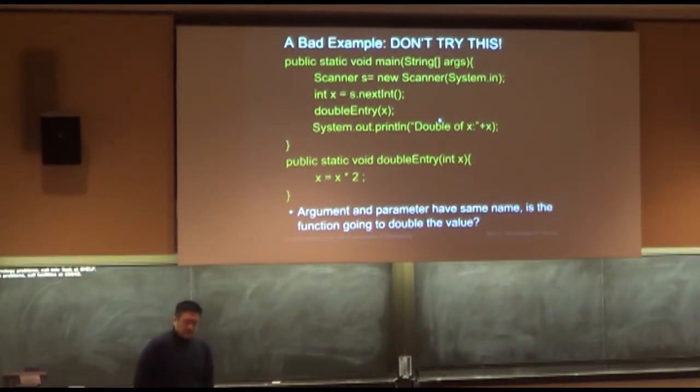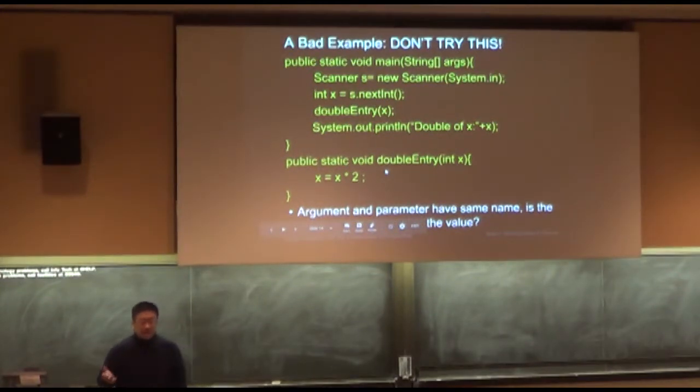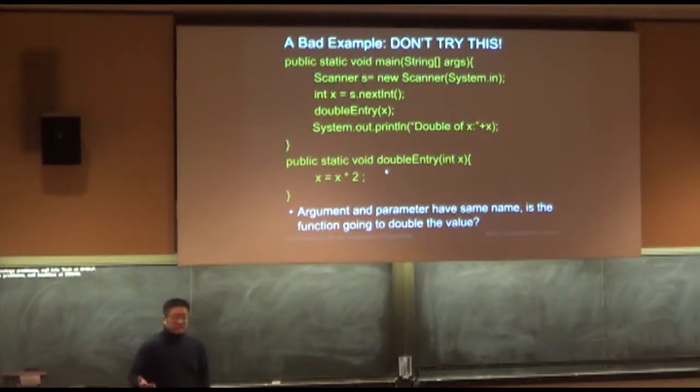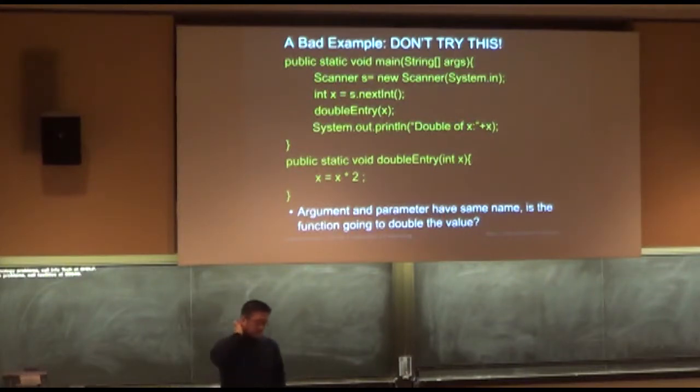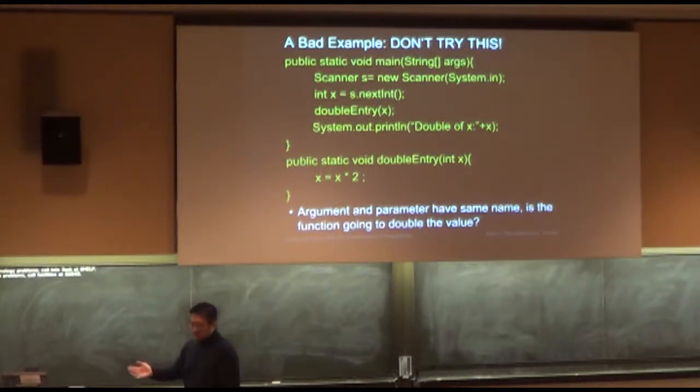Now, the bug here is the fact that double entry doesn't actually modify x. Double entry takes this variable, sets it equal to 2 times the variable, and then returns. But because this is a call by value language, because this is Java, x never gets modified, and so printing out x at the end results in no change in x. And so immediately when the user runs this code, it's going to compile. It's going to run just fine, except that when the user tries to print out the result, it's not going to be double the result. It's just going to be the same thing that they typed in.